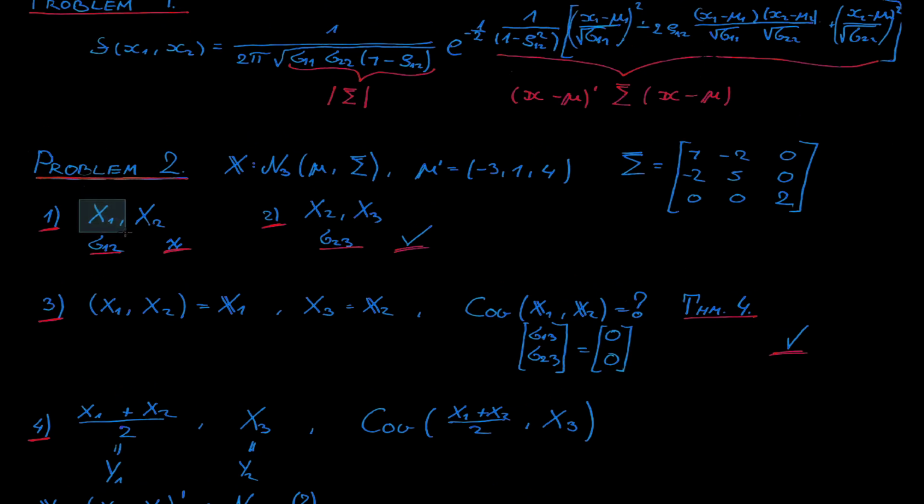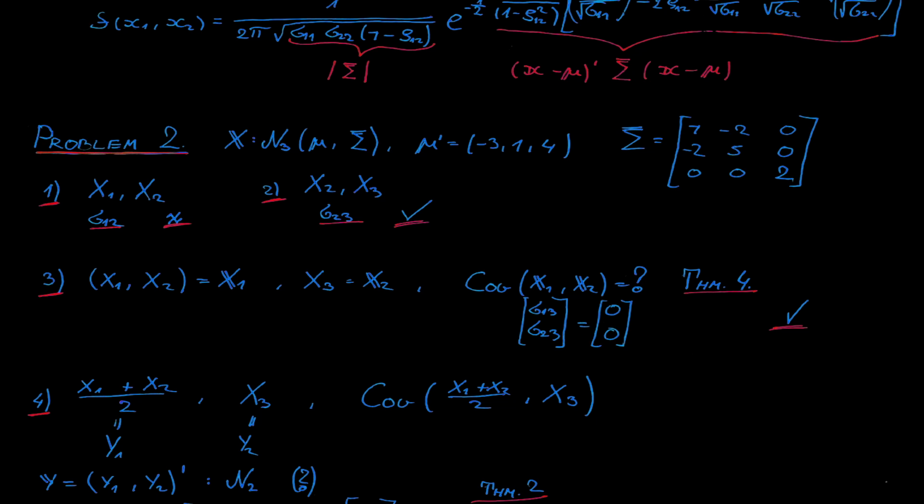And how do we know that x1 and x2 have a normal distribution? Well, also by, for example, theorem number 1, any linear combination has a one-dimensional normal distribution. So we can just take the linear combination 1, 0, 0. In that case, we have 1 times x1 plus 0 times x2 plus 0 times x3. So this is just x1, and it means that it has a normal distribution. So this is the explanation of how we got to this point.